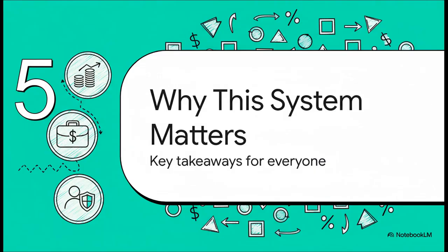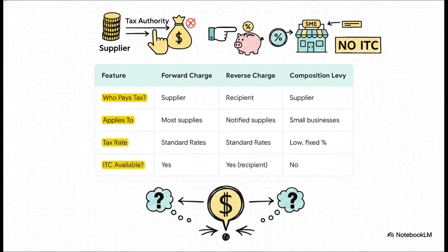Okay, deep breath. We've walked through the 3 main ways GST gets paid. So let's bring it all home and talk about why understanding this stuff is actually so important for everyone. This table really nails it. You've got forward charge, the default, where the supplier pays, then reverse charge, the special case where the recipient pays, and finally, the composition levy, the simple option for small businesses where the supplier pays a flat rate but gives up their input tax credit. 3 systems, 3 very different answers to that one big question: who pays the tax?